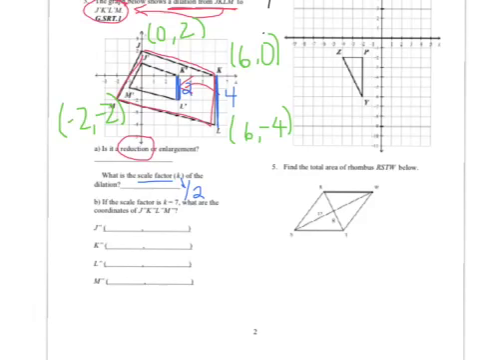The next part says that if the scale factor was K equals 7, that would mean 7 times bigger. They would want to know what the new coordinates would be. So first I labeled the original JKLM coordinates, and 7 times bigger is just going to multiply all of those numbers by 7. So I'll fill that in for you real quickly.